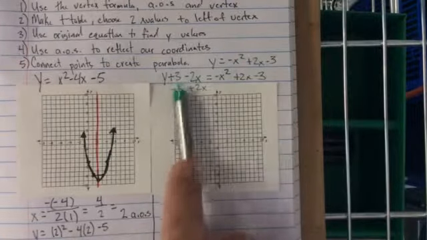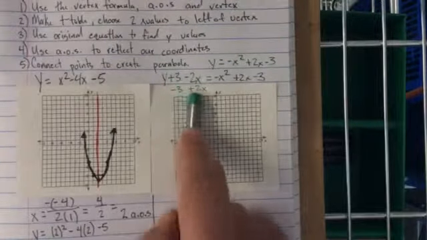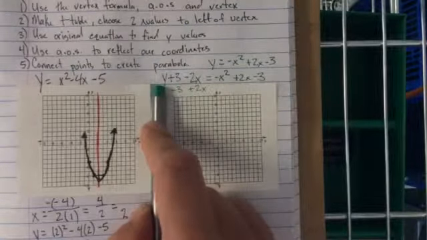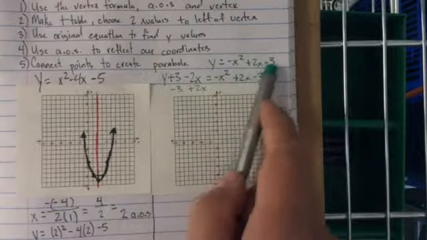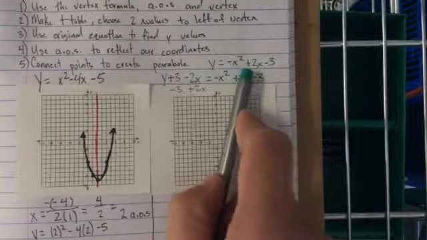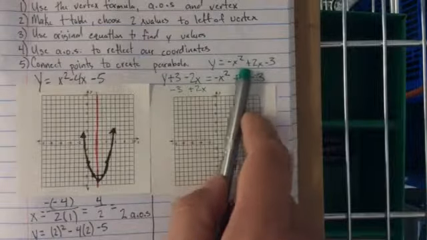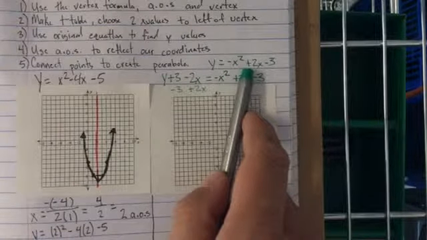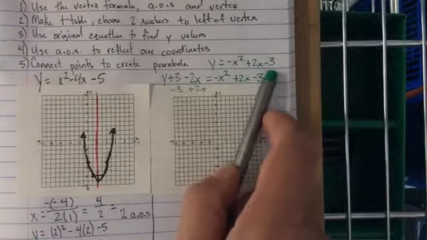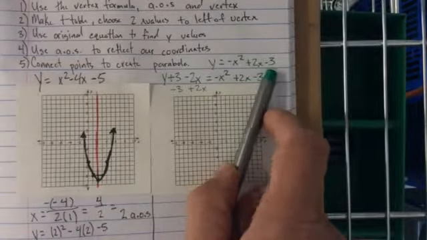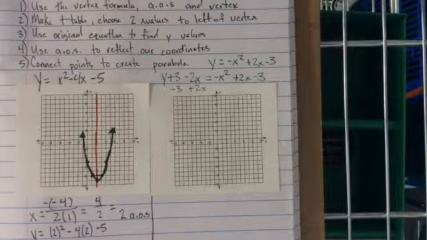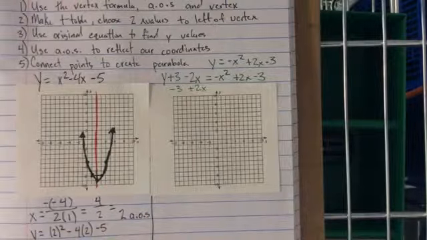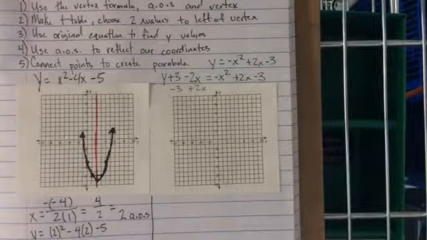So we moved the 3 over and the 2 over. We didn't touch the y. So we subtracted 3, so it's a negative 3 over here. We added 2, so it's a positive 2 over here. So we have y equals negative x squared plus 2x minus 3. And now we can use our steps to get us our answer.